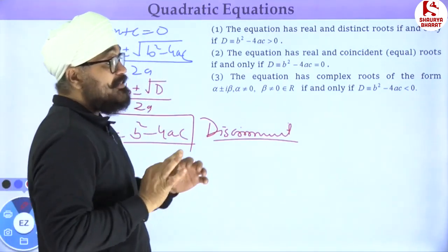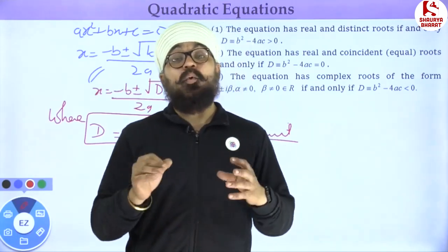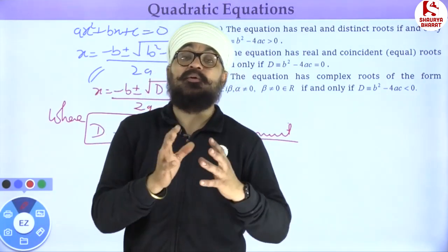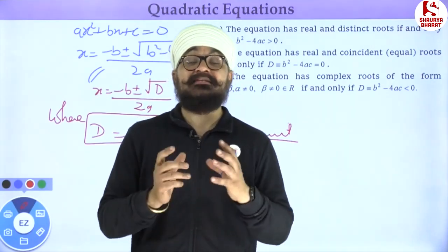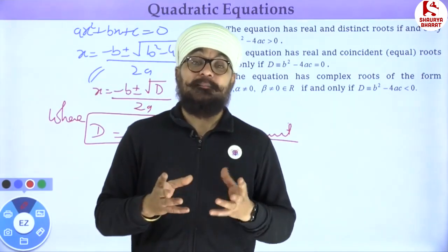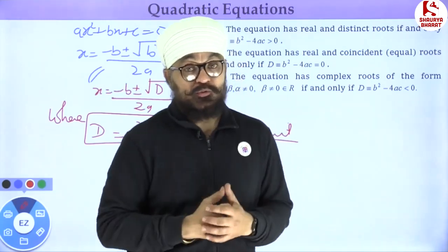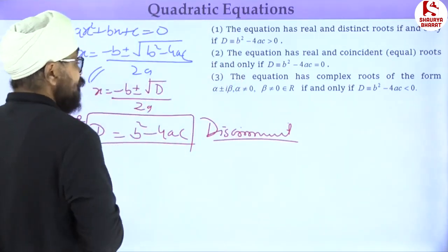Discriminant means this will discriminate and tell you what type of roots we are going to get. That is, before finding the zeros, we can give a prediction for the roots or the zeros. Clear? And that is the first one.